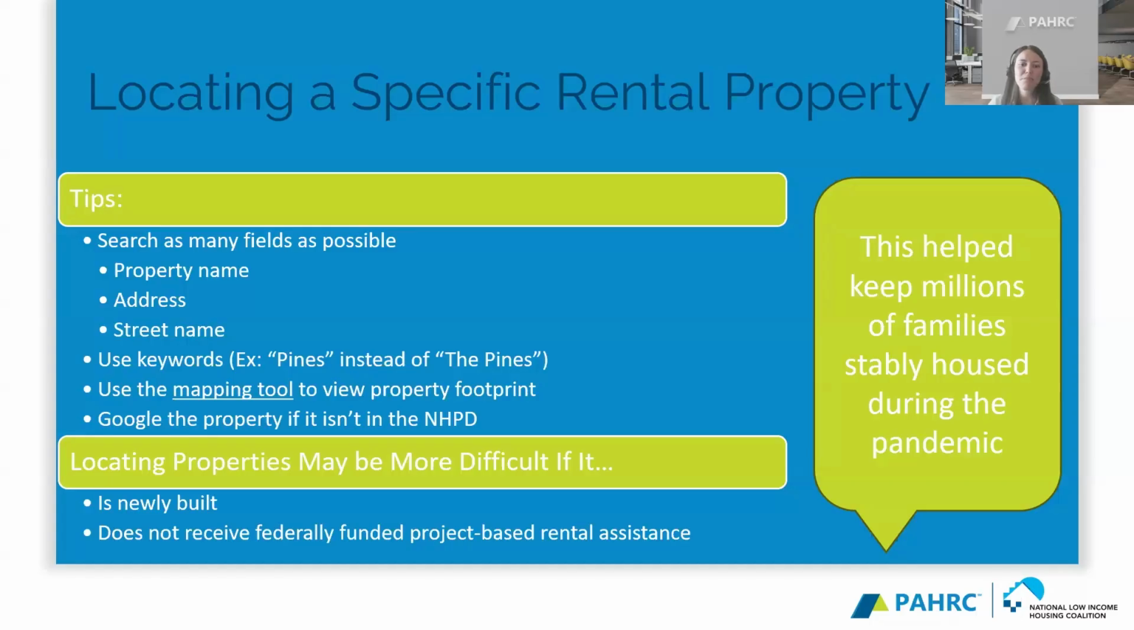And another thing to keep in mind is that the NHPD doesn't include every affordable rental property. Locating properties might be more difficult if it's newly built, and this is because sometimes it takes time for this data to appear in the NHPD, or if it does not receive federally funded project-based rental assistance, or if it has multiple building addresses that don't align with how addresses are reported.